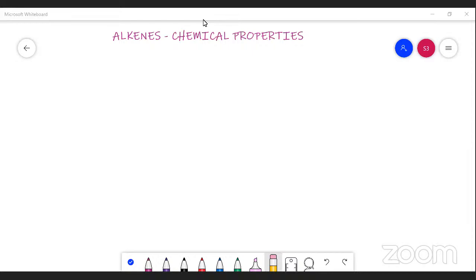Today we already discussed the chemical properties of alkenes. So we are taking the chemical properties of alkene. What is the first reaction? That is the addition reaction of alkene. So, addition of hydrogen with nickel or platinum or palladium, and we make the alkane.